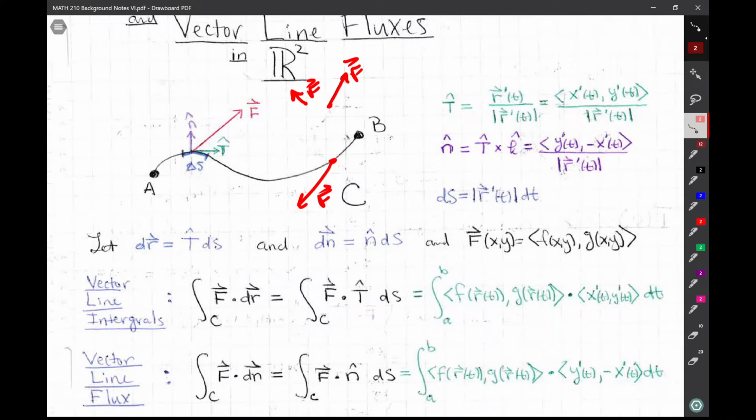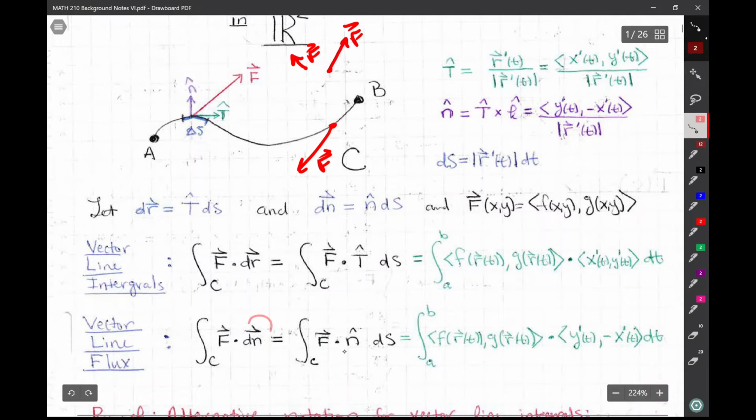Now, specifically in R2, you could look at a direction perpendicular to this tangent vector and call it the normal vector. This is dn, defined as n hat ds. So here we have the normal direction, and we multiply by the small length ds. There are two normal directions, so you have to specify which one. You could either have it pointed up as we drew it here, or pointed down, and the problem should specify which normal direction you're looking at.